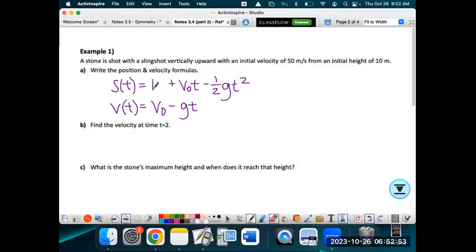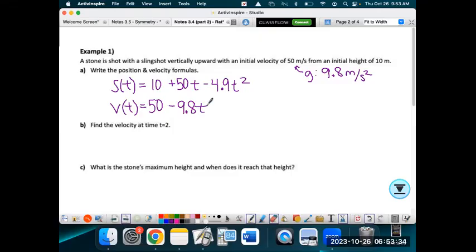So initial position 10, initial velocity is 50. And then the gravitational constant, because we have meters, is going to be 9.8 meters per second squared. If I do 9.8 times 1/2, it's going to get me 4.9. So I'm just automatically going to put the 4.9 into the position function, and then this would be my 9.8t.